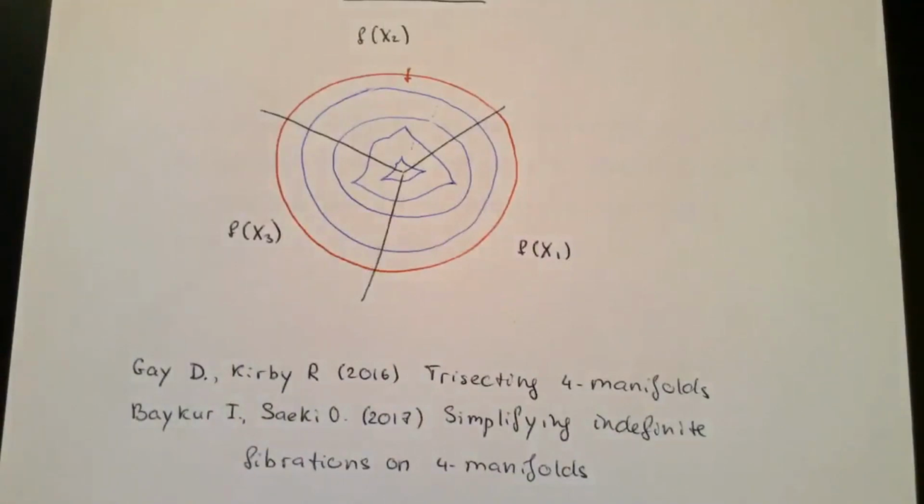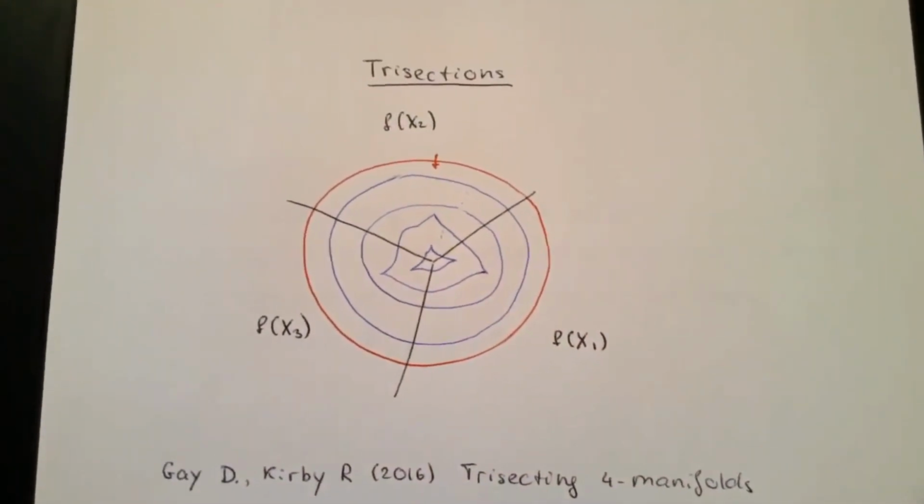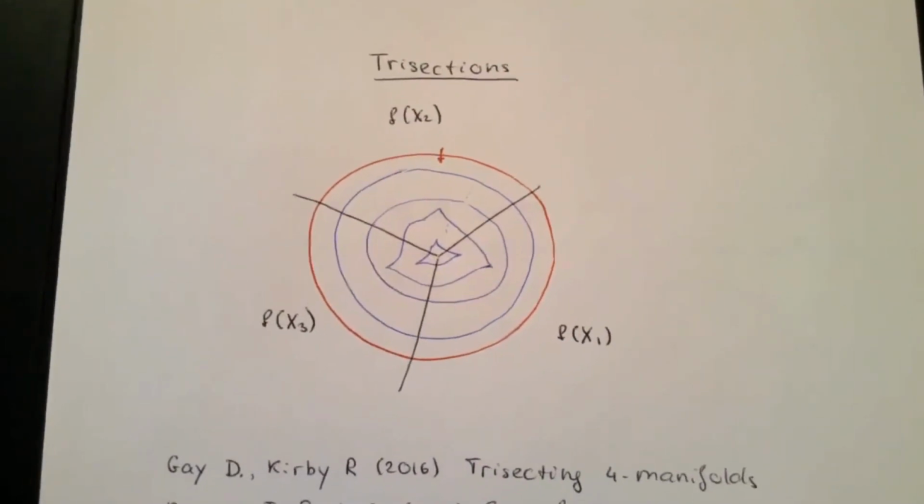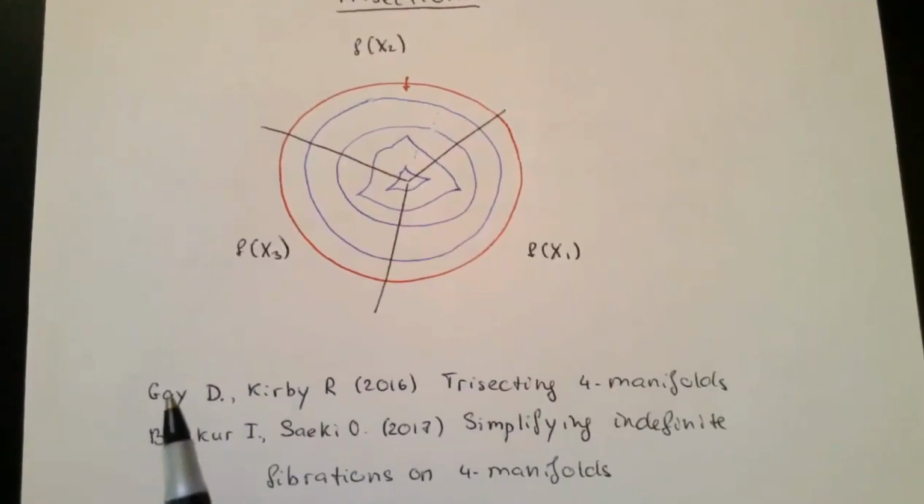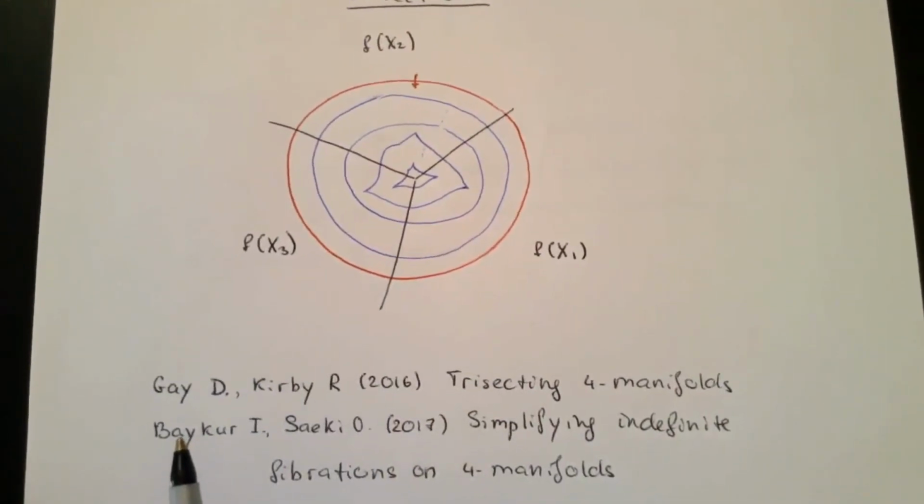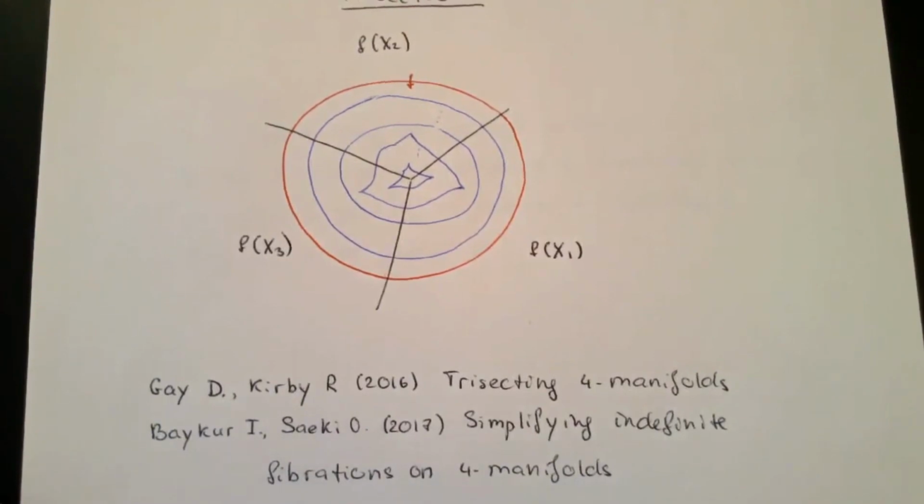It is known that every four-dimensional manifold admits a trisection, and in particular, every oriented, closed, compact, connected four-dimensional manifold admits a homology trisection. Trisections were introduced by Gay and Kirby, but here I draw a picture from a somewhat simplified trisection of four-dimensional manifolds, which was introduced by Baykur and Saeki.